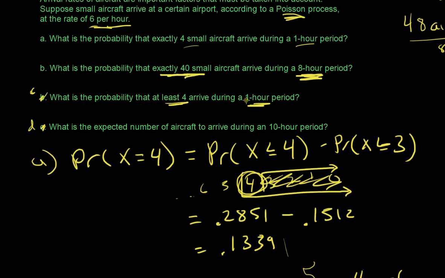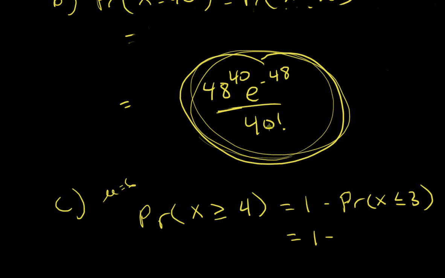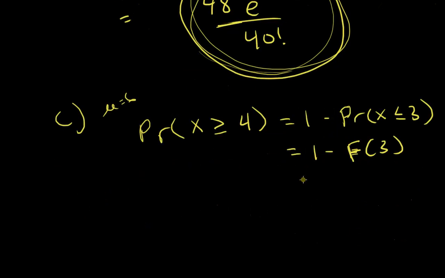Okay, so now at least 4 in a 1 hour period. Let's do that one. So back to mu equaling 6. At least 4, greater than or equal to 4. This one's going to be a lot easier than the way I was doing it before, because now we are able to use our table, so we don't need to calculate it 3 times in a row like that. So this is just f at 3, and mu equals 6 is on my table, so let me pull up my table. F of 3 is 0.1512. So it's just 1 minus 0.1512.